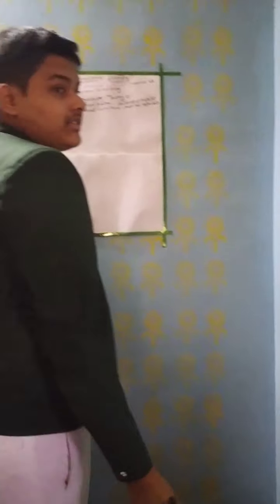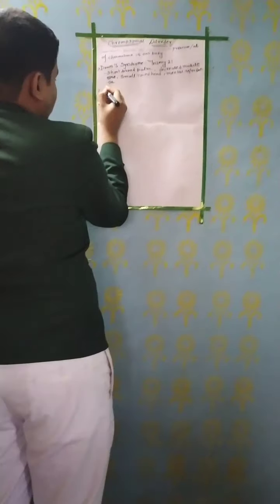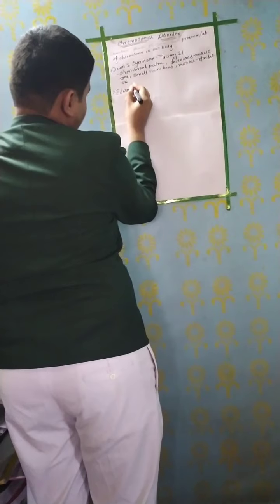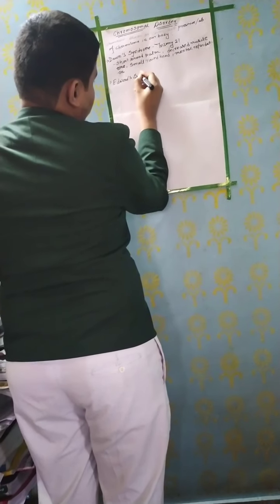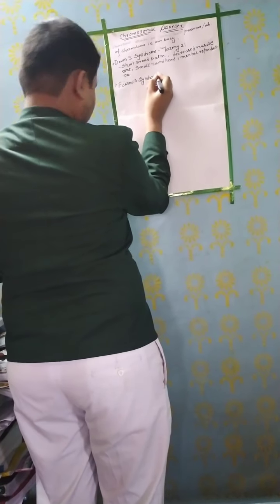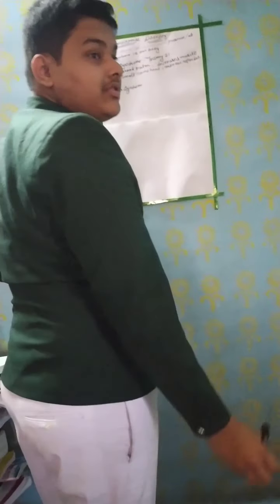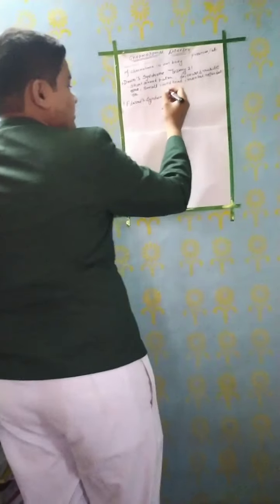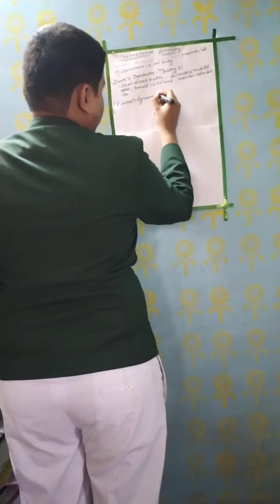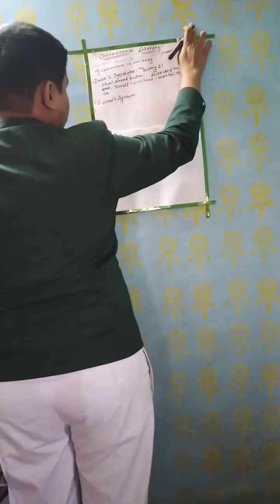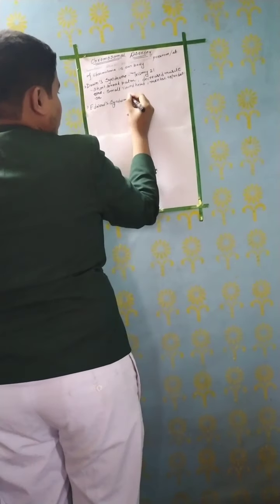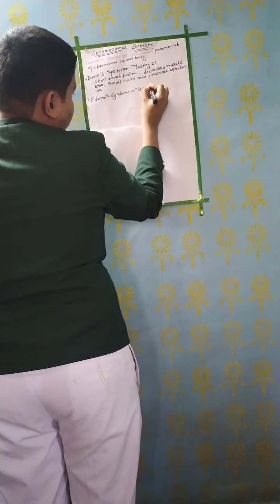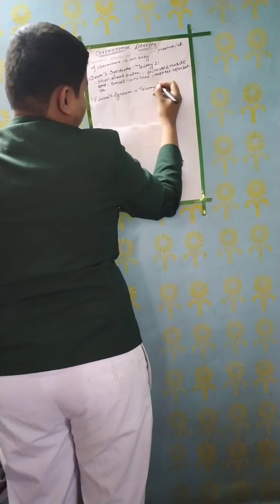Now let me come to Edwards syndrome. Now what is Edwards syndrome? It is trisomy 18. Chromosome number 18 is having 3 chromosomes. So hence it is trisomy 18.